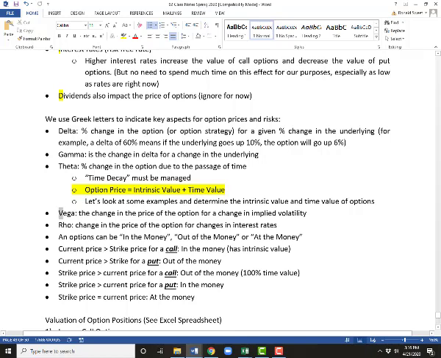Vega, it starts with a V, so it makes it easy. Vega is how much the option price will change given a change in the implied volatility, and option prices are quite sensitive to the implied volatility.